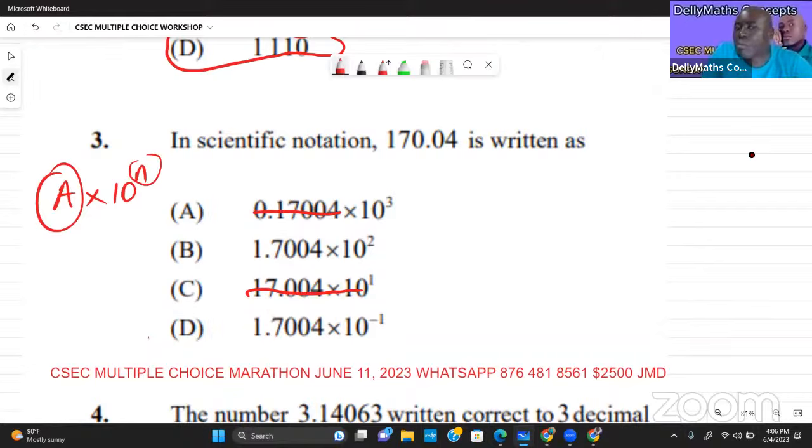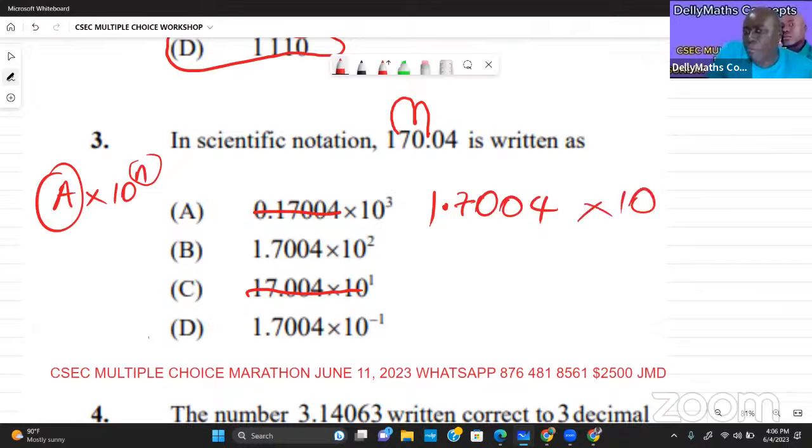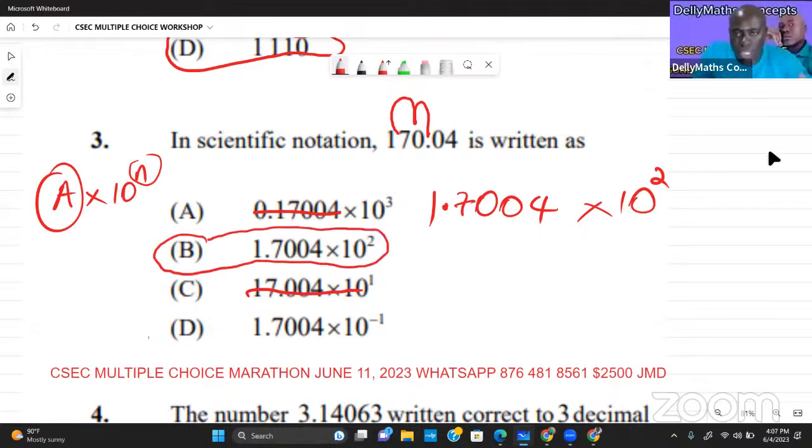However, the decimal point must come after the first digit that is not a 0, which means I have to move the decimal point from here to here. So then I'll ask myself, how many times did I move it for it to get there? 2. So the answer is 1.7004. The decimal point would have skipped 2 places, and you say times 10. Any amount of places it skips, you put that. And then when you look, there is only one answer with a 2, right? So the answer is actually B here. So you have to take your time, employ yourself, and you work.